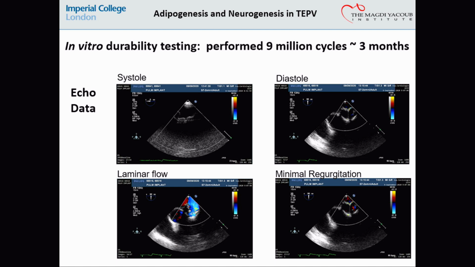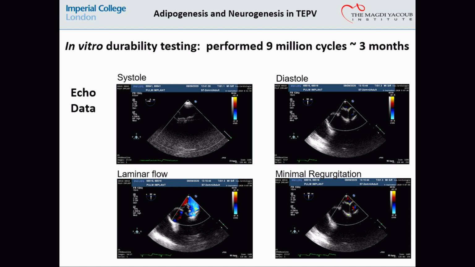We performed some in vitro durability testing. So the in vitro durability showed that our acellular scaffold performed 9 million cycles. So 9 million cycles equates to roughly 3 months of time. However, this is in vitro testing. When you implant the scaffold, there is also remodeling going on, so the scaffold doesn't fail at 3 months. In fact, it survives for more than 6 months.